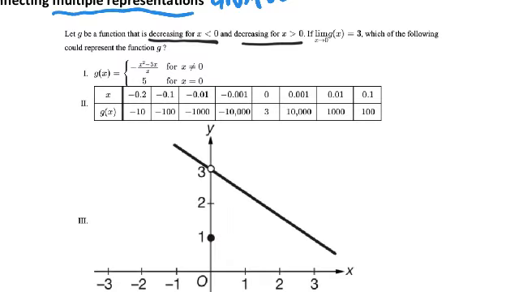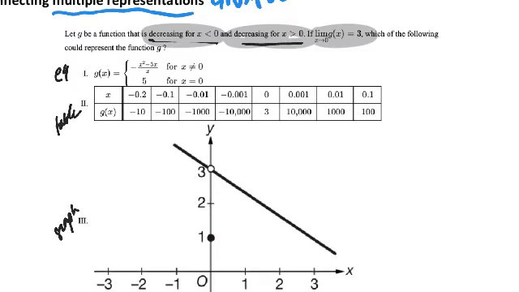Okay, so we've got a few conditions, and we want to choose only those that satisfy them. The first one is an equation, the second one is a table, the third one is a graph, and they're saying choose the ones that satisfy the conditions we've been given: that the function is decreasing and that the limit as x approaches 0 is 3. So let's start with the graph. That's probably the easiest one.